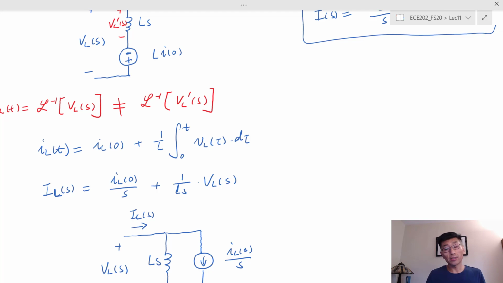Okay, so that's the element constraint for the inductance. I'm going to show you the element constraint for the capacitance very quickly in the next clip. See you in a moment.